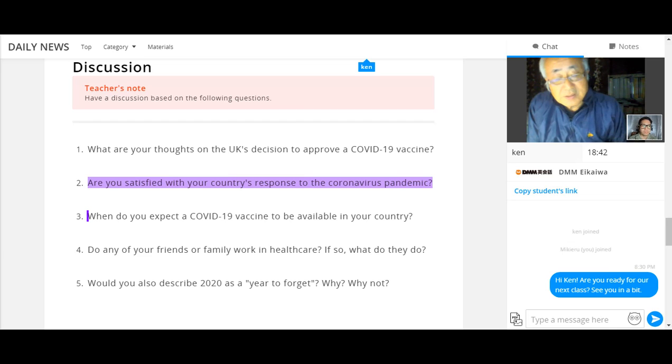So this is my impression of our country's response. Yeah, I think some of my other Japanese students said the same thing, that the government of Japan is not that strict when it comes to regulating their citizens' behavior to go out in public.